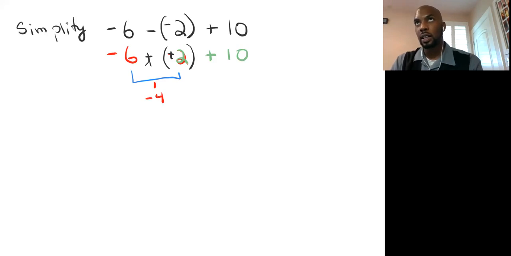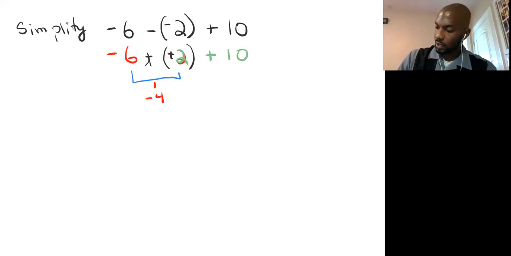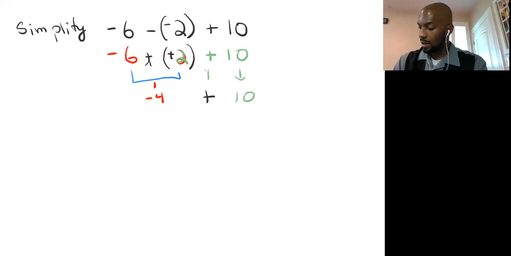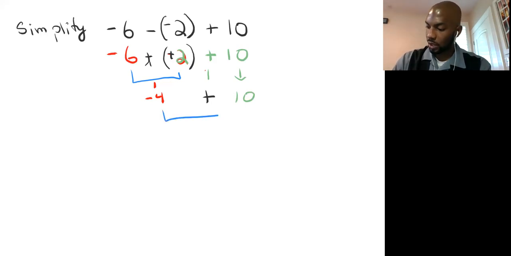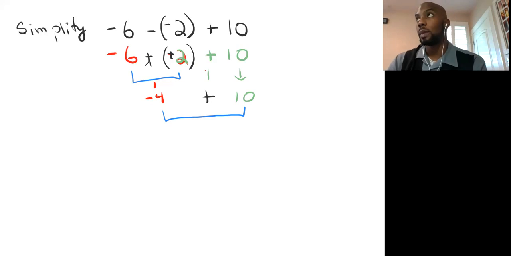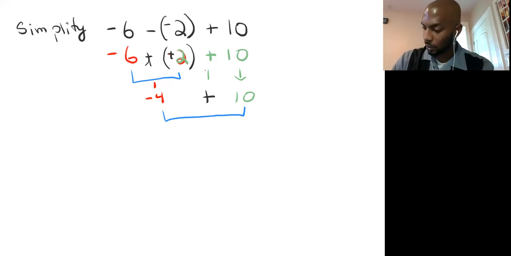I owed somebody $6. I gave them 2. I now only owe them $4. Then I drop my symbols over here. My addition should be black. My 10 should be green. Then I put these together, -4. I owed somebody $4 and I paid them 10. I paid them too much. That means I should have $6 positive left over.